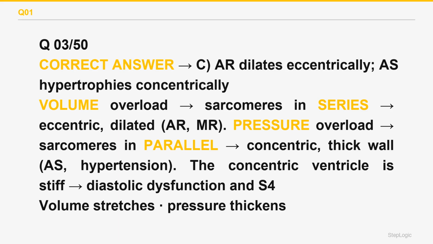Choice E deserves attention because it is the most tempting form of wrong. A normal ejection fraction does not mean a normal ventricle. In aortic stenosis, the concentric ventricle can maintain a perfectly normal, even supernormal, ejection fraction while its diastolic filling is severely impaired. Remodeling precedes systolic failure by years, which is exactly why these patients present with dyspnea long before their ejection fraction falls. If you see a dilated ventricle with the regurgitant valve, think volume overload and sarcomeres in series.